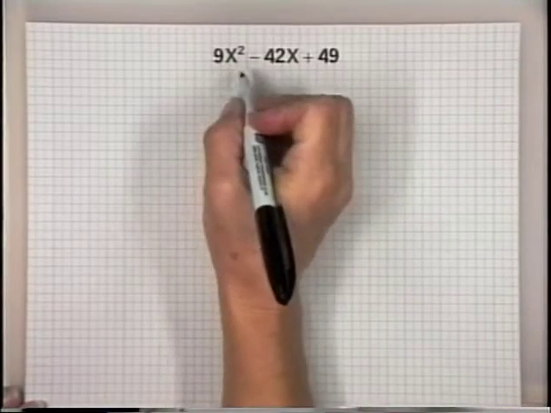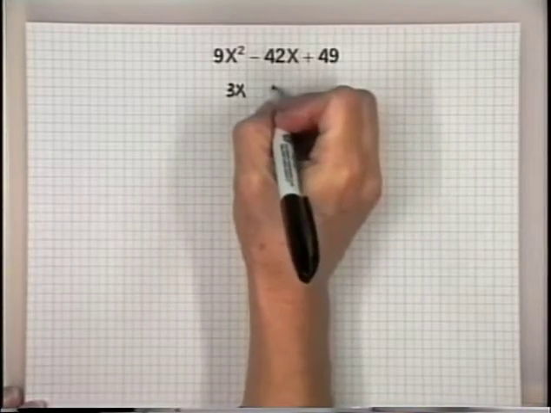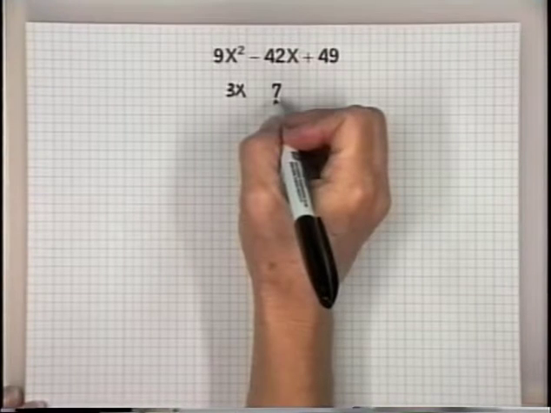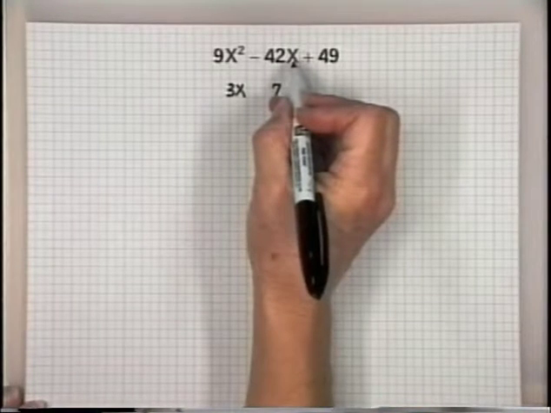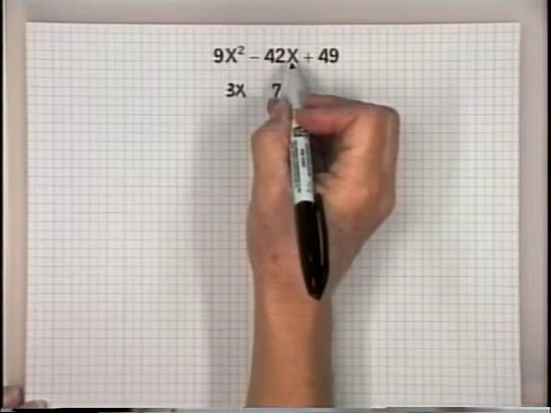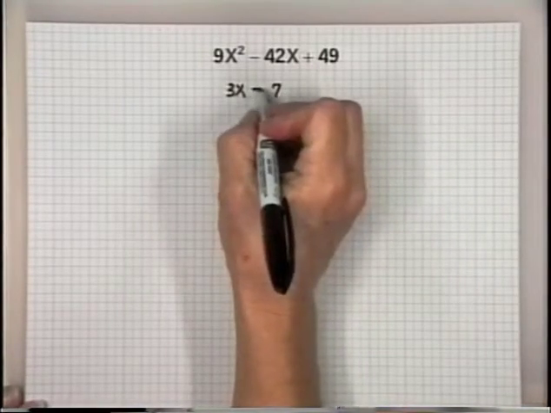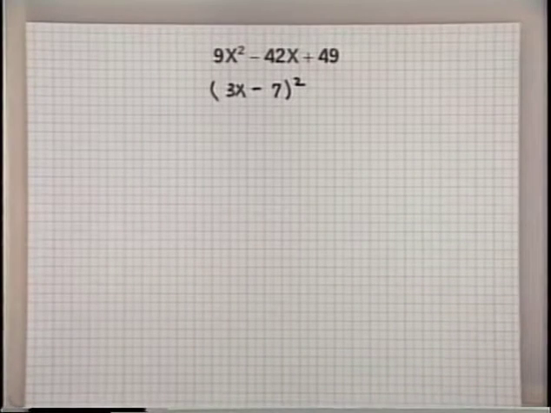The square root of 9x squared is 3x. The square root of 49 is 7. If I multiply these, 3x times 7 is 21x. If I double 21x, I do get 42x. This is a perfect square trinomial. Since my middle term is negative, I will have a minus sign between these two terms, and the correct factorization will be 3x minus 7 quantity squared.